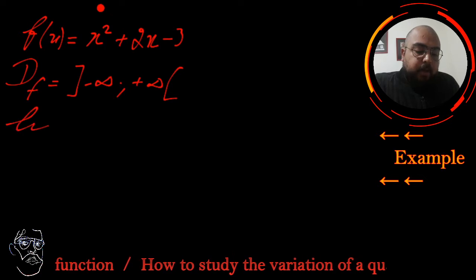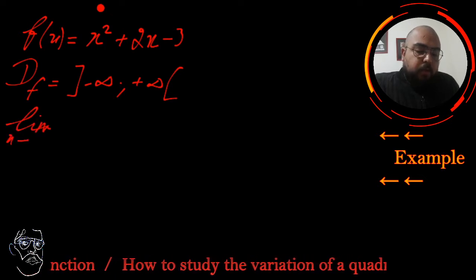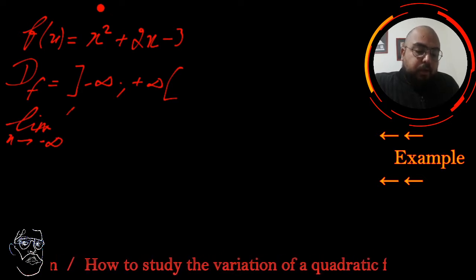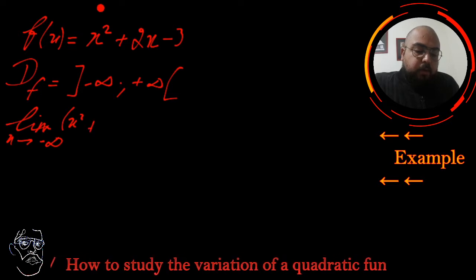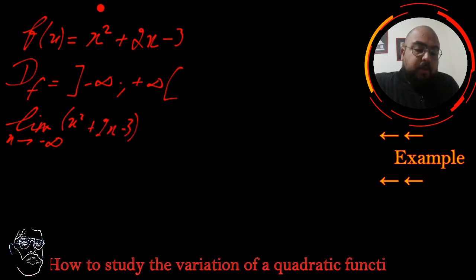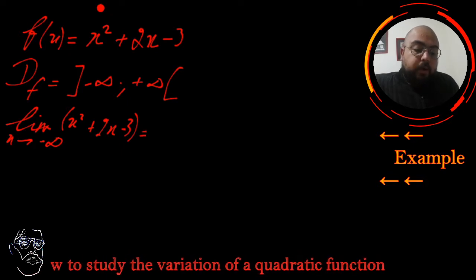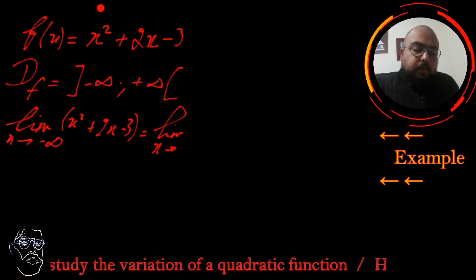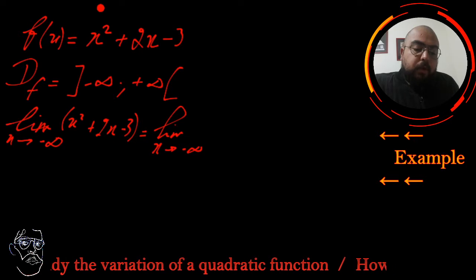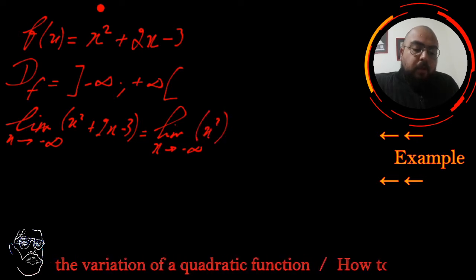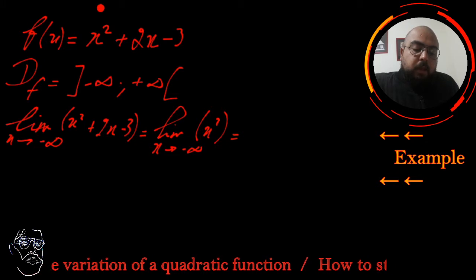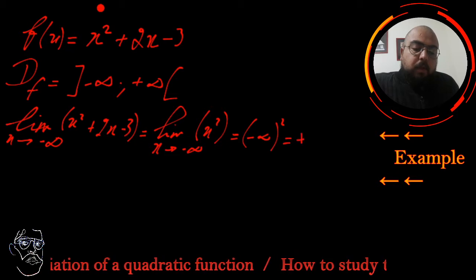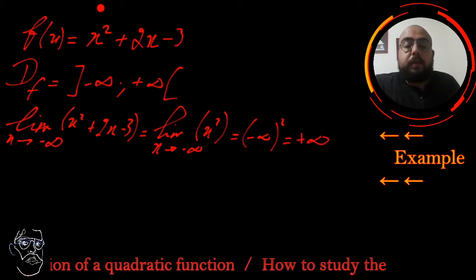So I'm going to calculate the limit when x tends towards minus infinity of my function, which is x squared plus 2x minus 3. In this case, since it's x which is tending towards minus infinity or plus infinity, it's the same, of course. You can choose the monomial of highest degree. It will be x squared. So what remains is minus infinity to the power of 2. You'll have to do the replacement, and the result will be plus infinity.